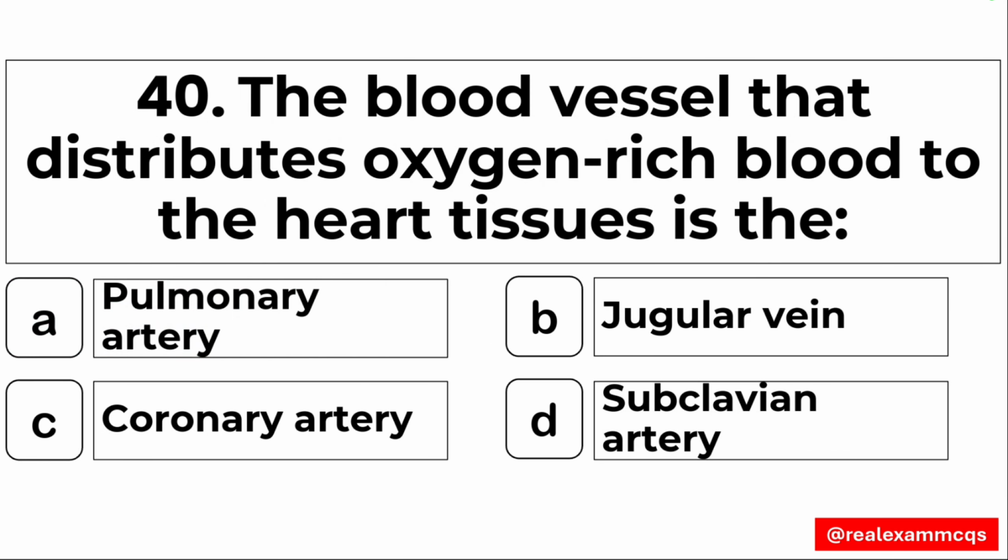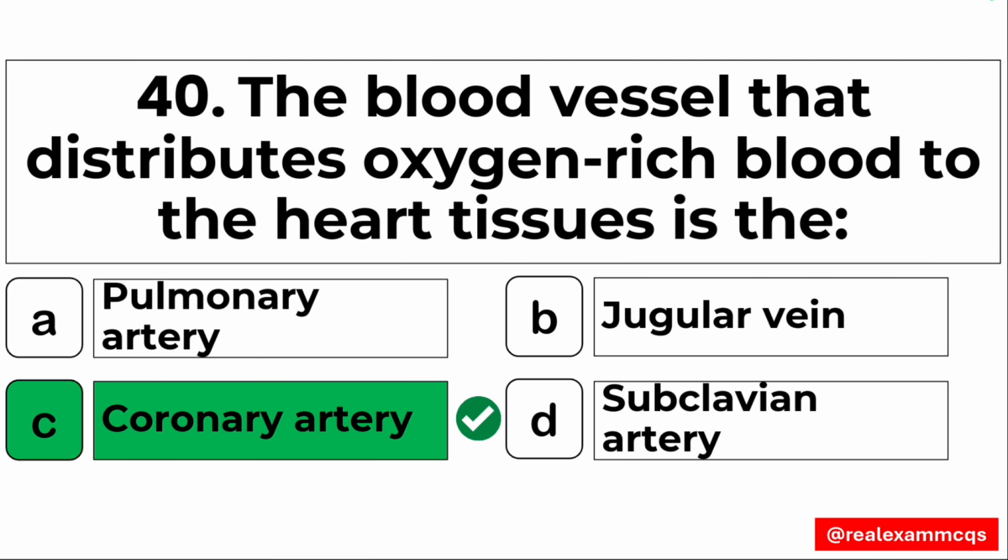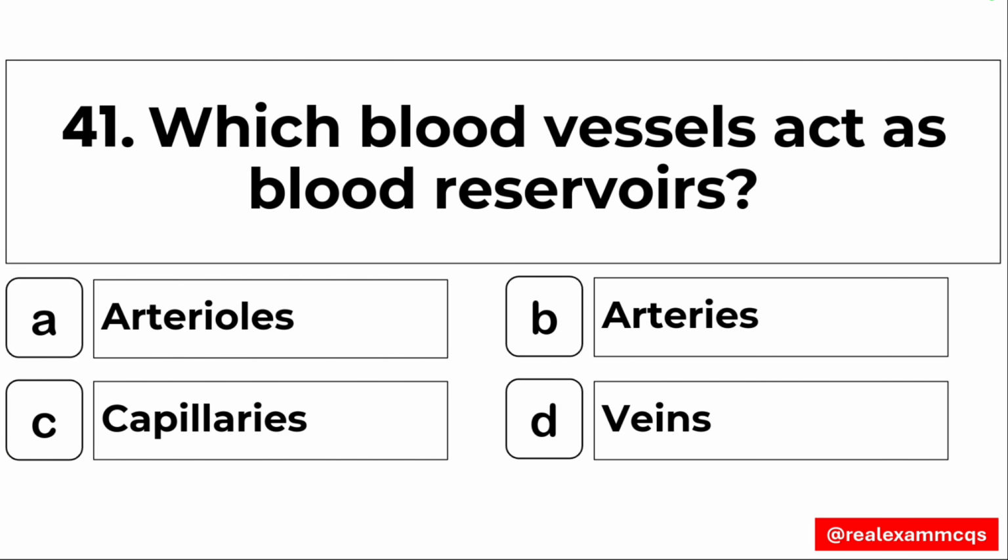40. The blood vessel that distributes oxygen-rich blood to the heart tissue is called. Right answer option C. The coronary artery. 41. Which blood vessels act as blood reservoirs? Right answer option number D. The veins.